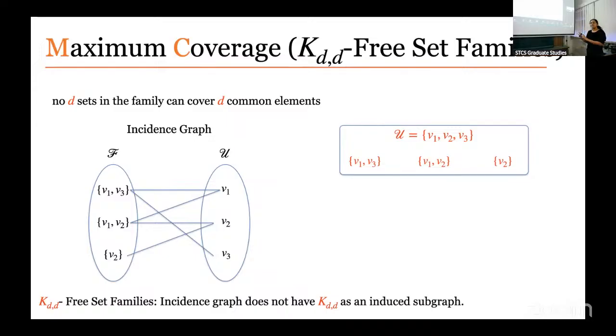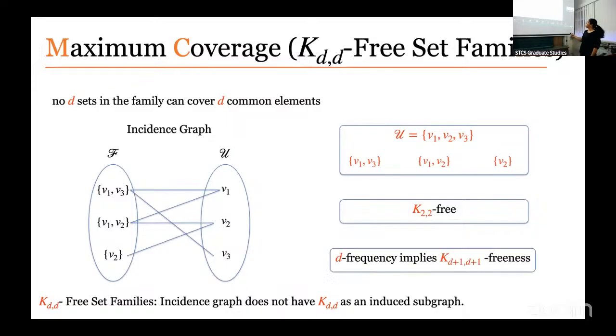We can also talk about K_{A,B}. There's no issue with that; everything works. It's just for simplicity that we are talking about K_{D,D}. We can also see that if a graph is K_{B,B}-free, where B is the maximum, then it is K_{B,B}-free. So this particular graph, we can see that it is K_{2,2}-free. Now, if a graph has bounded frequency D, then clearly it is K_{D+1,D+1}-free. In fact, it is K_{D+1,D}-free, but K_{D,D+1} is also fine.